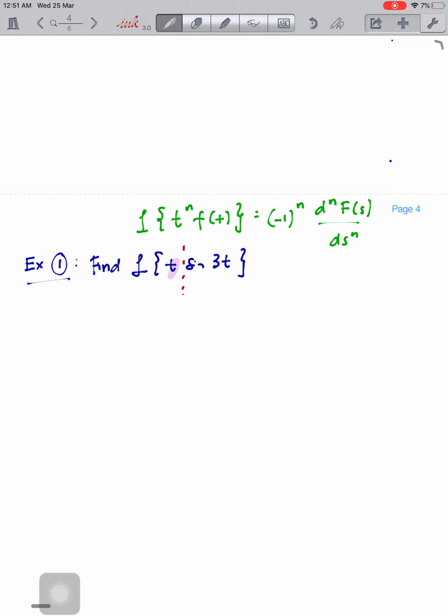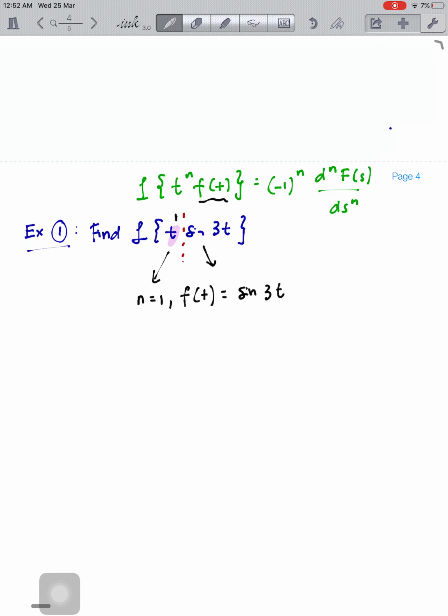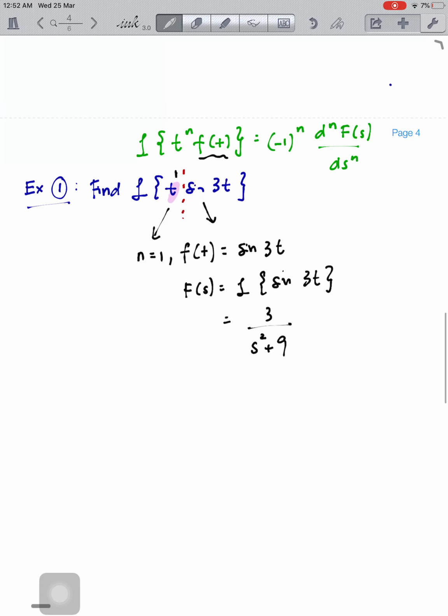First of all, we're going to identify the value of n, because this is t to the power of 1, so n is equal to 1. Anything else aside from t to the power of n is going to be defined by f of t, and for this case it is sine of 3t. As I have explained before, this will be converted to f of s, which is simply the Laplace of sine 3t. And by using the Laplace table, this is going to equal 3 over s squared plus 9.